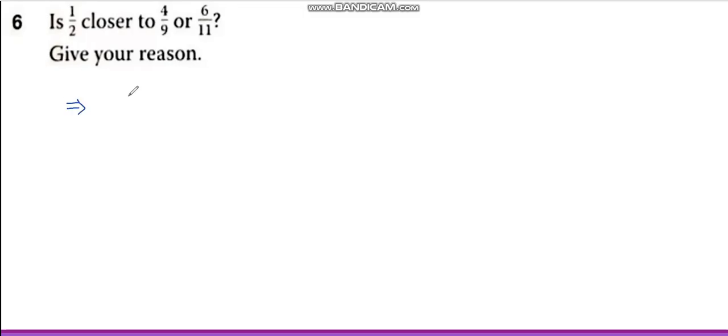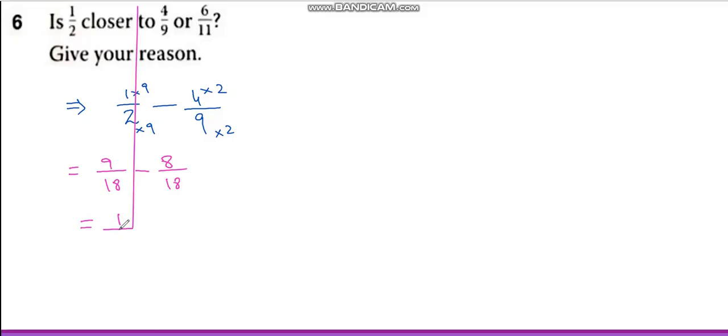So first of all, we will subtract 4/9 from 1/2. We will make the denominator same, like 2 times 9 is 18, and then 9 times 2 is 18. So we will get 9/18, take away 8/18, and that will be 1/18.